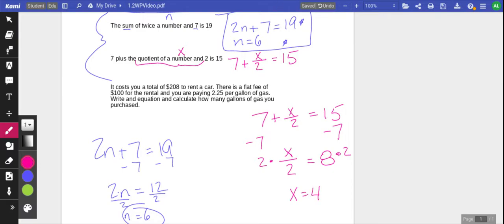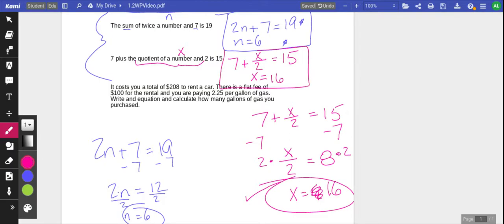Right, does that make sense? 7 plus 4 divided by 2 is 2. Oh, that doesn't make sense. 8 times 2 is definitely not 4. It's definitely 16. All right. Most of you guys get to be smarter than Miss Larson today. Okay, let's make sure this makes sense. 7 plus 16 divided by 2 is 8, and that is 15. That's why you want to check your answer. All right. So then we've got x is equal to 16. And we've got our equation and our answer.